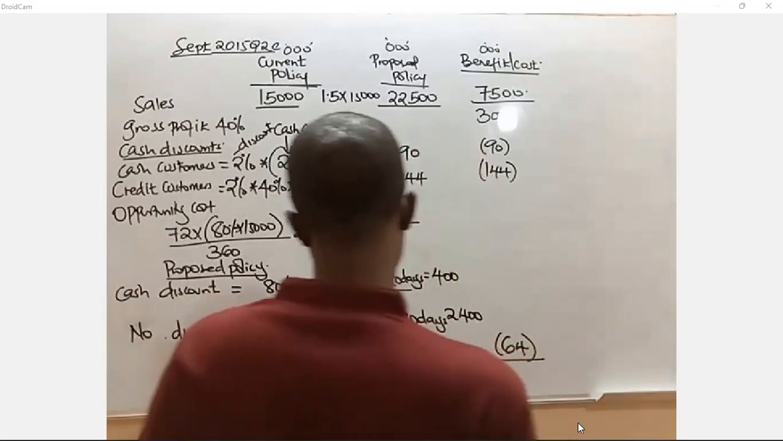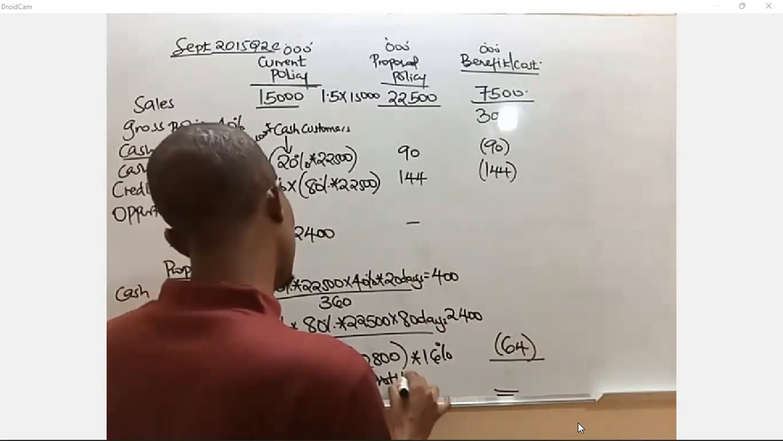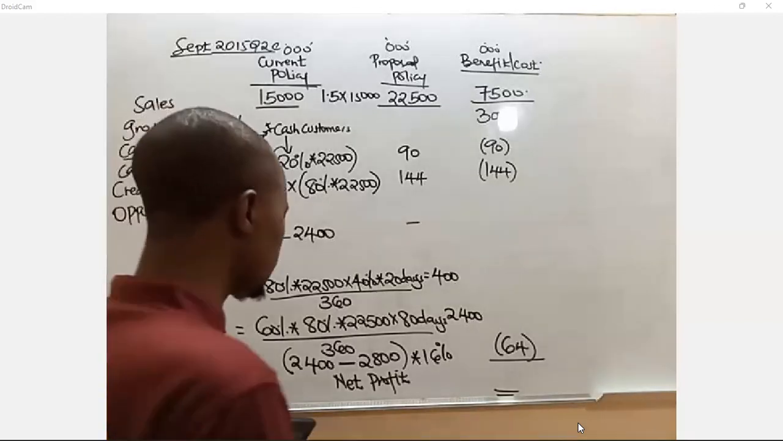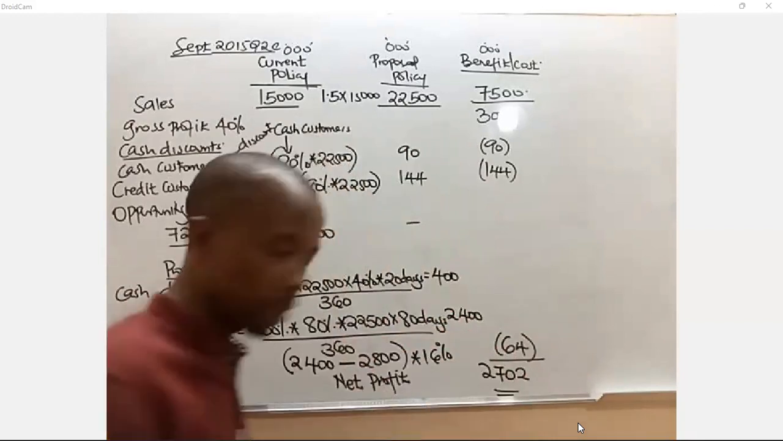So what is your net profit? Because I know very well that we are getting the net profit. How much is your net profit? I say 3,000 minus 90 minus 144 minus 64. I'm getting a net profit of 2,702.